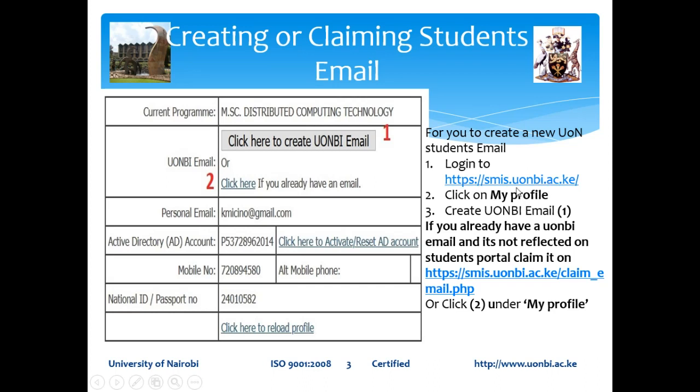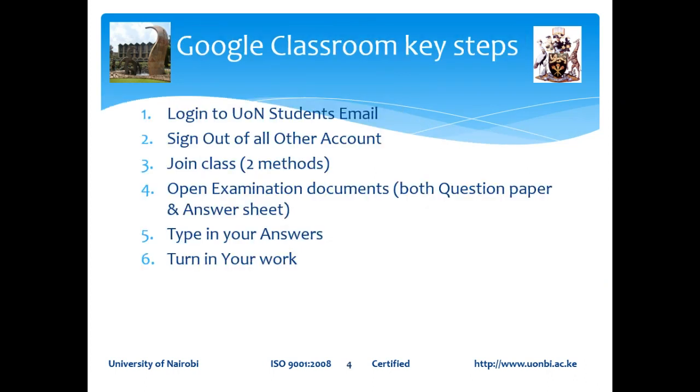You just go to the SMIS portal, go to my profile, and then create UON email. These are for the students who have not created their student email. So I think we had already gone through this process, so let me not emphasize more.